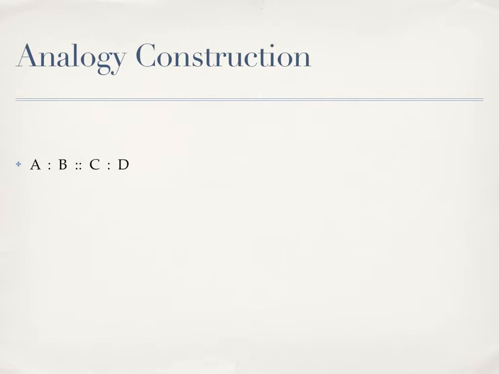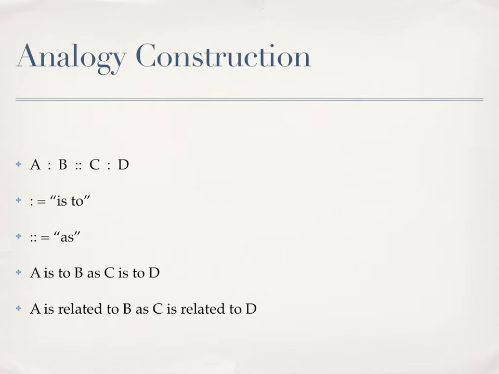First, what do those colons mean? Well, one set of colons is used for the words is to or related to, and a double set of colons is used for the word as. The analogy is read A is to B as C is to D, or A is related to B as C is related to D. Analogies are typically read from left to right. Whatever is on the right side of the double colon has a similarity demonstrated on the left side of the colon.